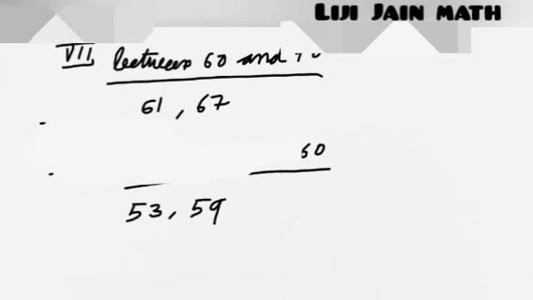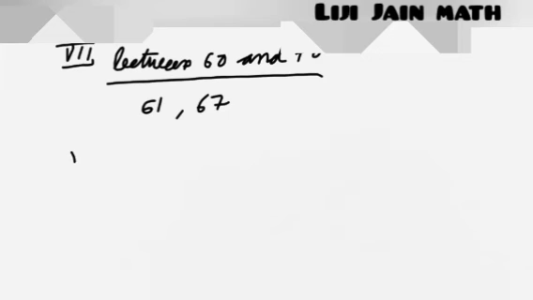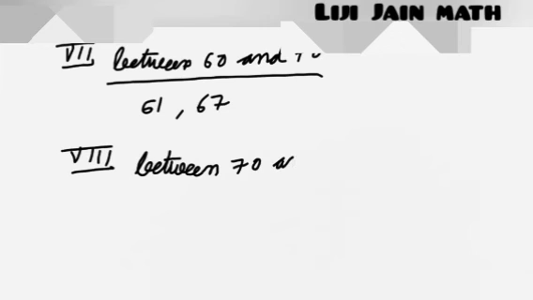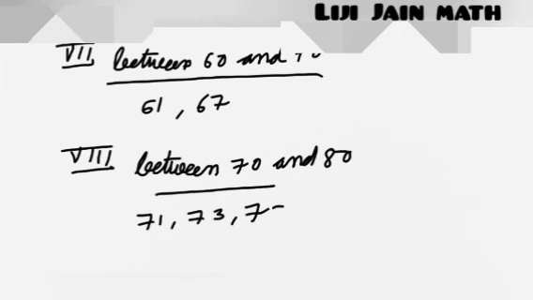Okay, now let's move on to the next topic. Sorry, next Roman number 8. Here we are going to find out the prime numbers between 70 and 80. Okay, so please write down 71 is a prime number, 72 even number, 73 is a prime number, and 79 is a prime number. These are the prime numbers between 70 and 80.